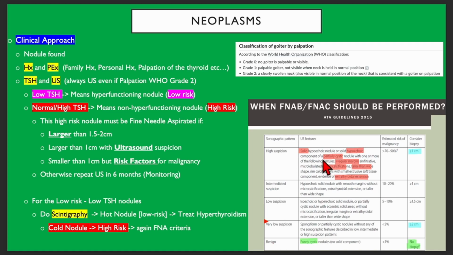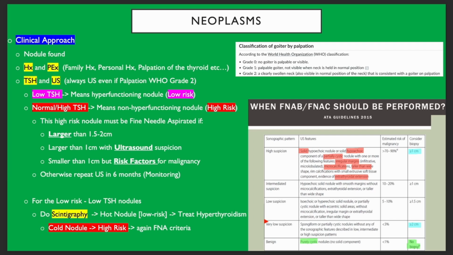Only if you have a partially cystic, complex nodule do you have suspicion. We're going to go over this in the next slide, I think. And then for the low risk ones, the pink ones, if you have a low TSH, then do the scintigraphy. Being low risk on the TSH is not enough. We need to do the scintigraphy to find out what is going on with the hyperthyroidism.